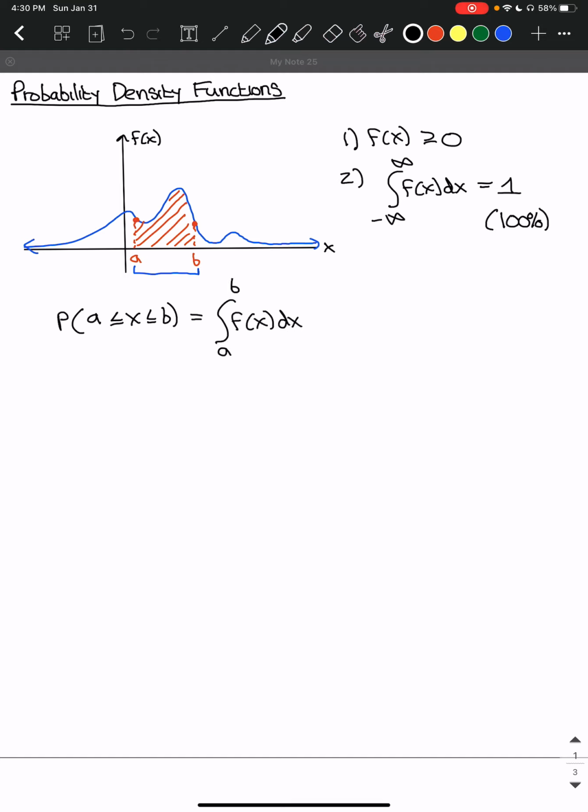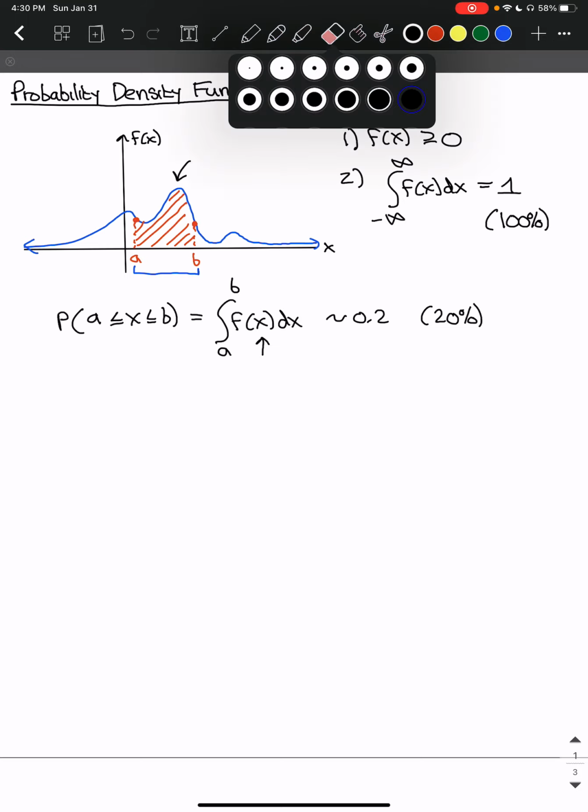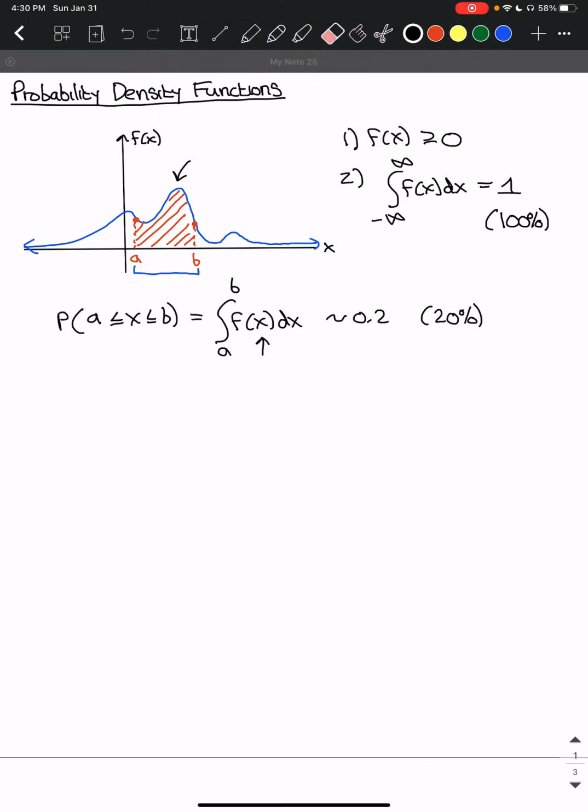Okay, so if my entire area is equal to 100%, I can chop this up into a portion between a and b, and this might equal 0.2, as in 20%. It says that I have a 20% probability of measuring my x variable to be in this little window. Okay, so it's a super cool property that comes directly from the ability to integrate a function to be equal to 1 over all space.